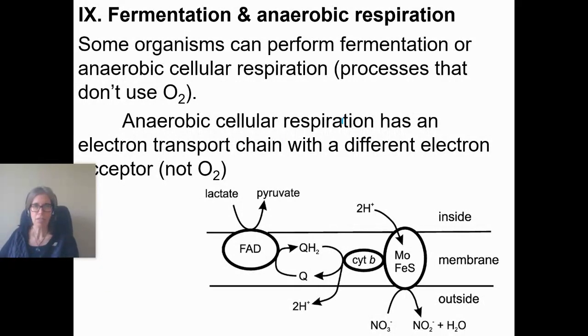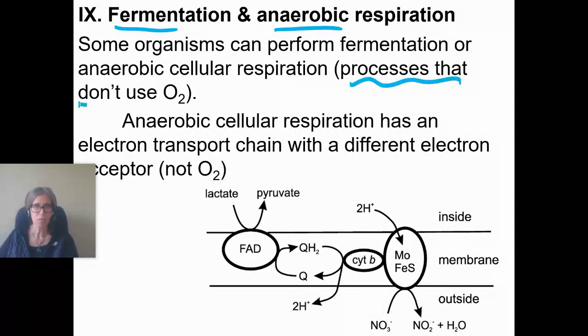Welcome to AP Biology. Today I want to talk to you about fermentation and anaerobic cellular respiration. These are both processes that don't use oxygen. So anaerobic cellular respiration has an electron transport chain, just like we have with aerobic cellular respiration. The difference is that it has a different electron acceptor.